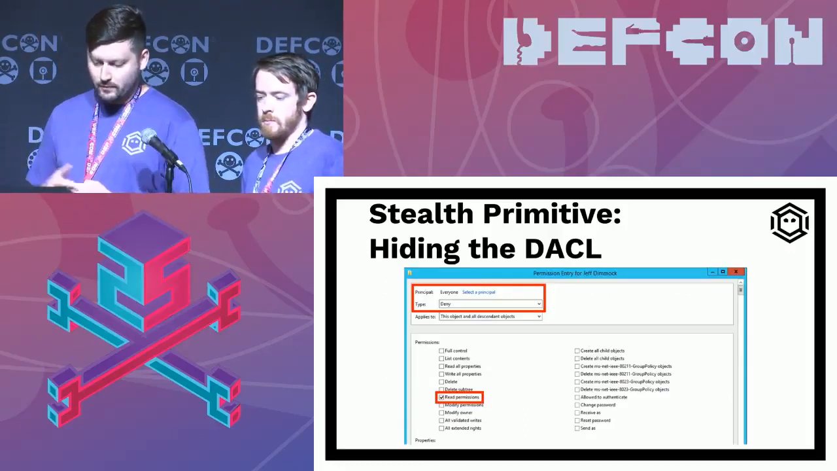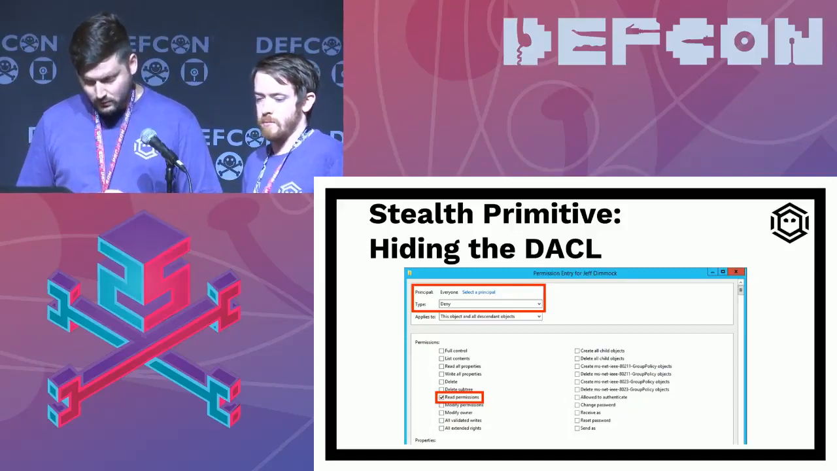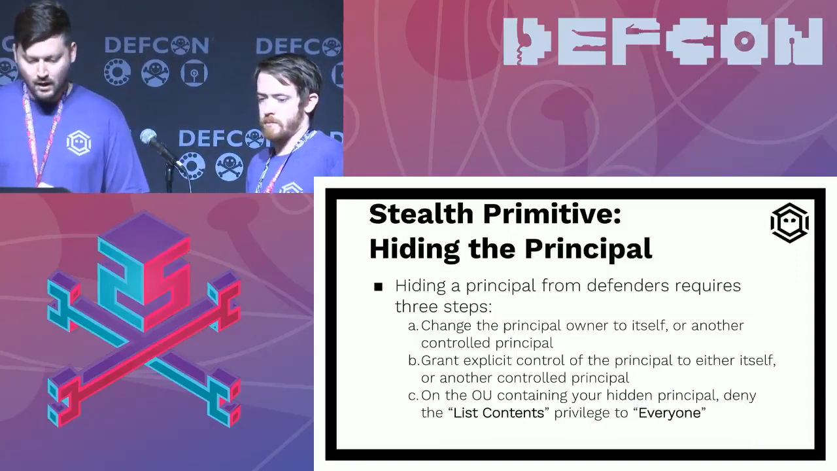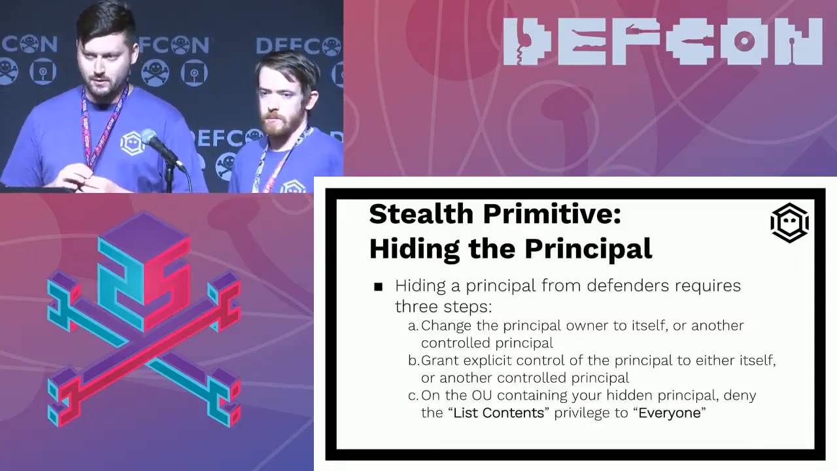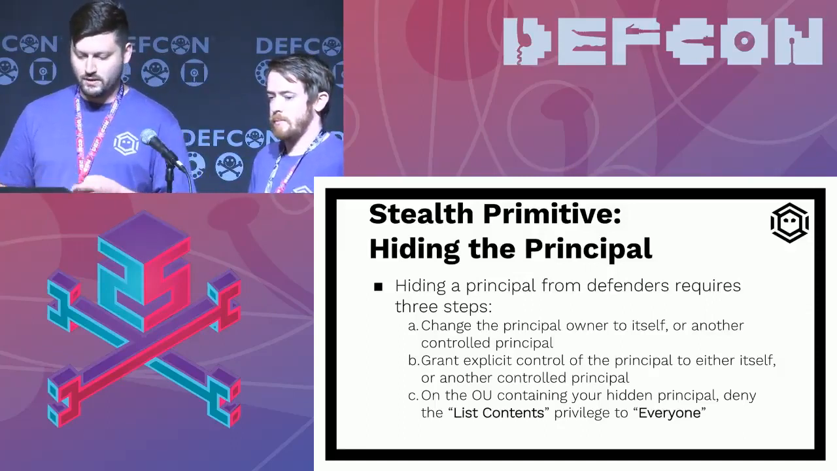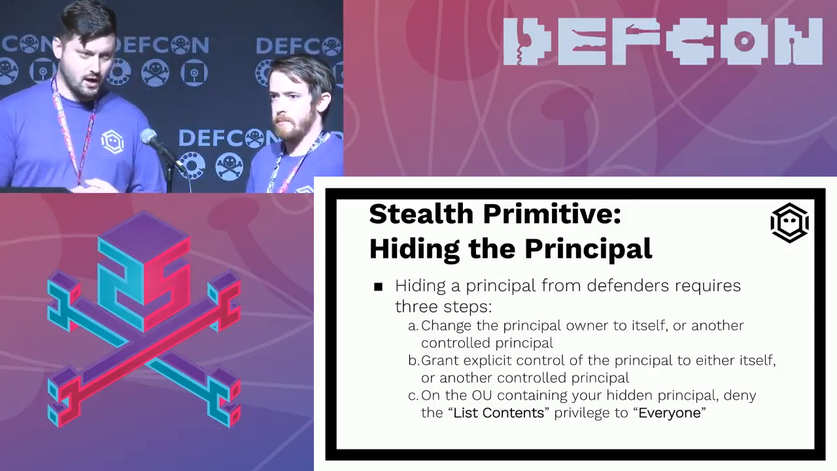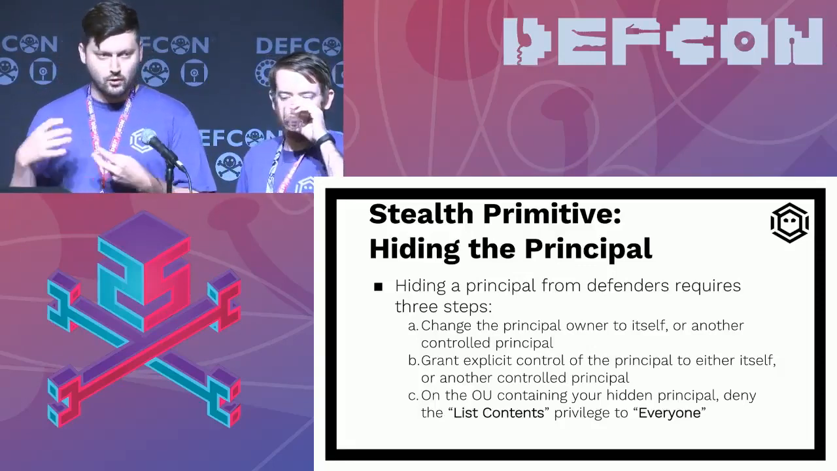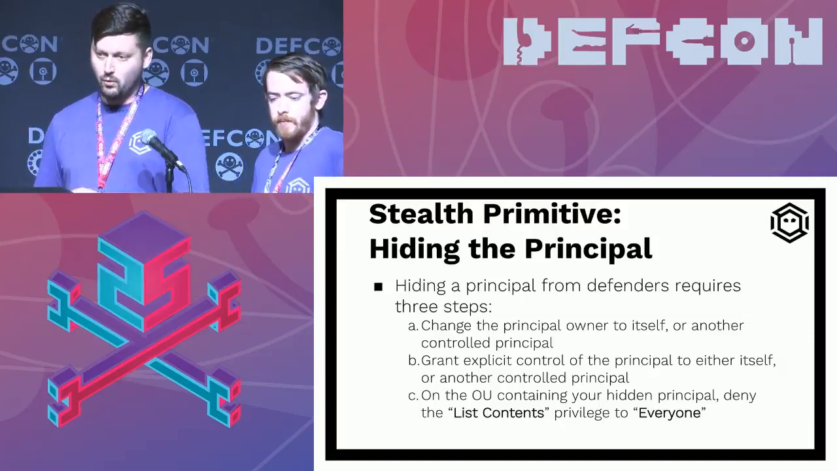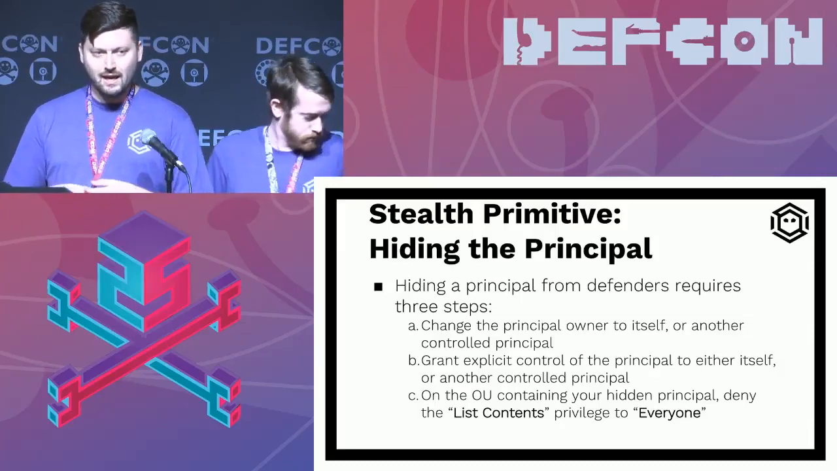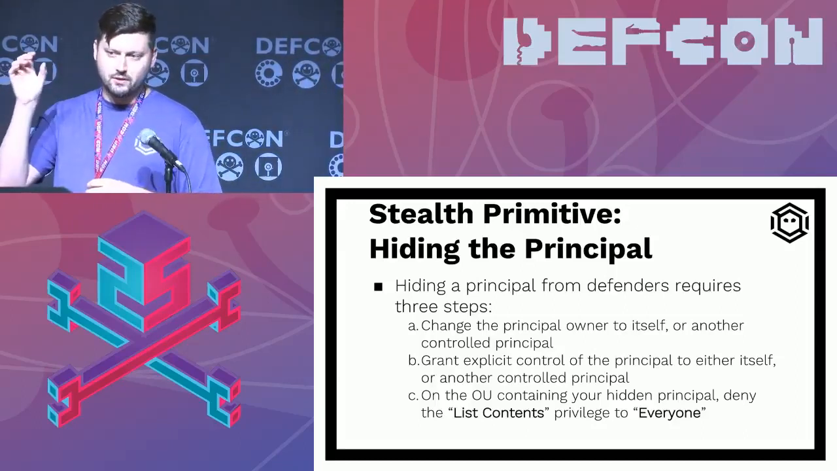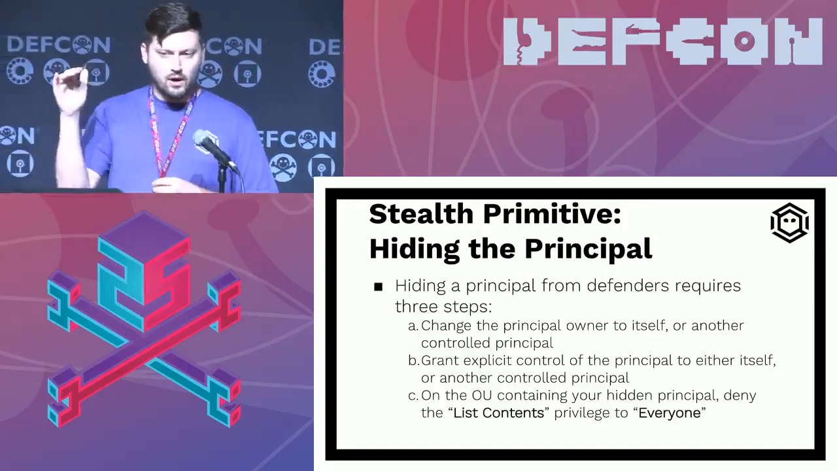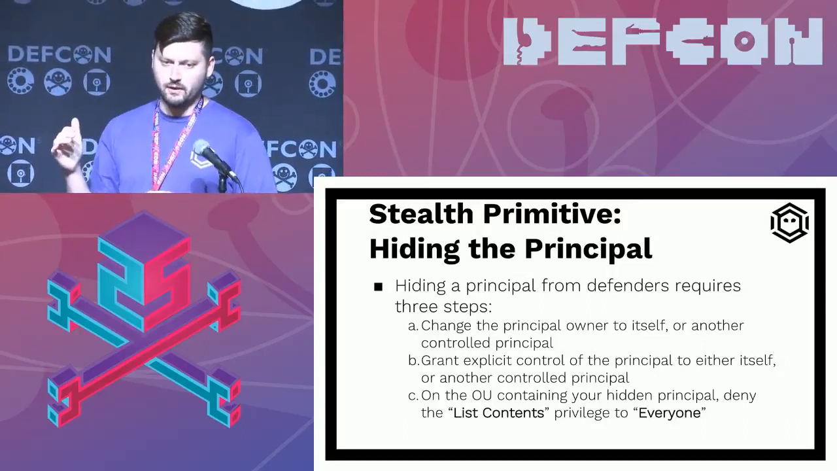Here's what it looks like in the GUI for setting this. So I'm saying the principal everyone is denied read permissions. It's that simple. I can also hide the existence of a principal that I'm backdooring. And this requires 3 steps. First of all, I need to change the object owner because owners also always have full control. Then I'll grant explicit control either to the object itself or another object that I control. And then on the OU that contains this user or group or computer or whatever it is that I'm backdooring, I'm going to say that everyone is denied the list contents privilege.